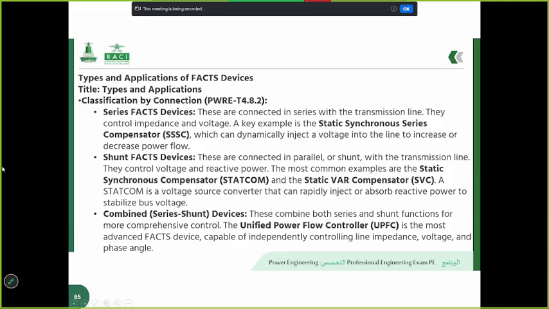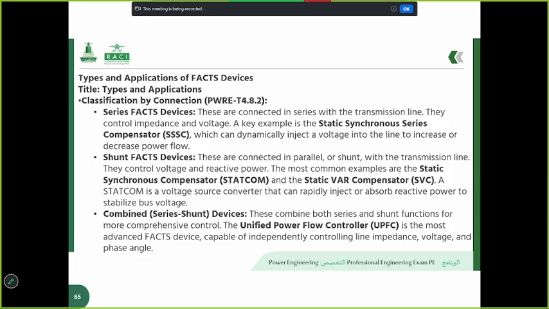for customers. This slide categorizes FACTS devices based on how they are connected to the power system and explains their specific applications. The two primary categories are series and shunt devices, with a third category combining both. Series FACTS devices are connected in series with the transmission line.